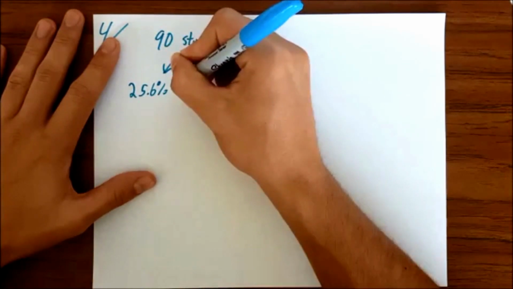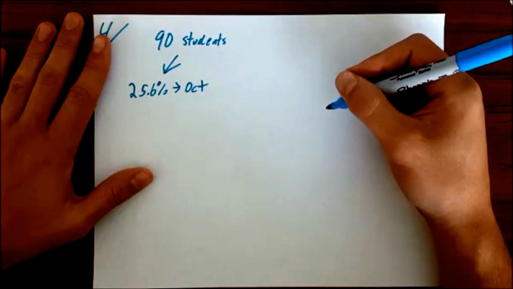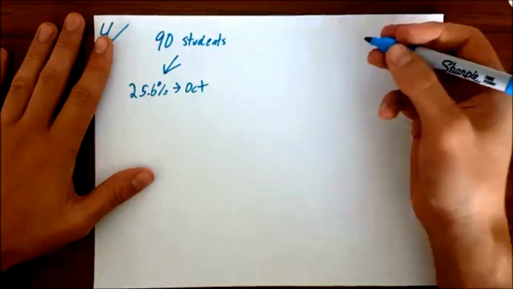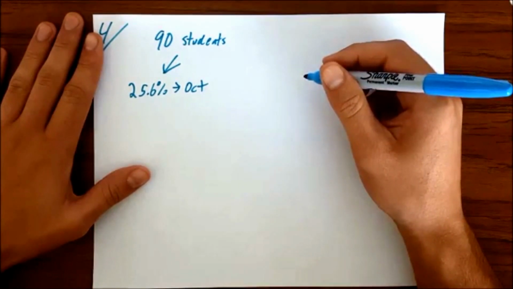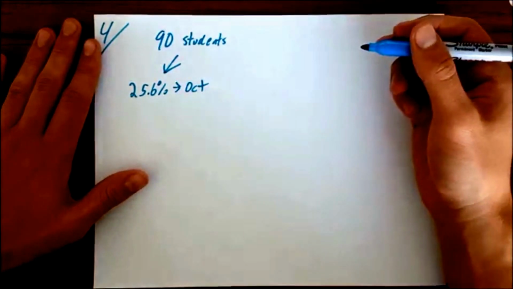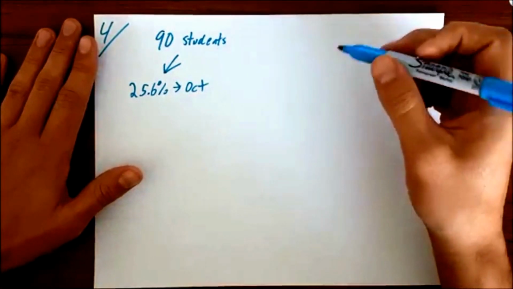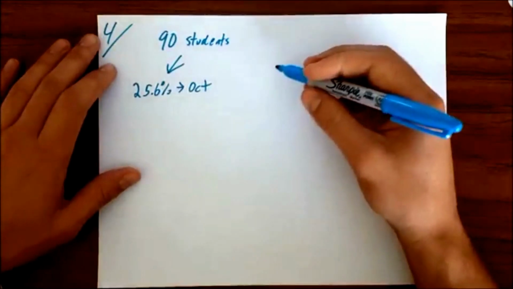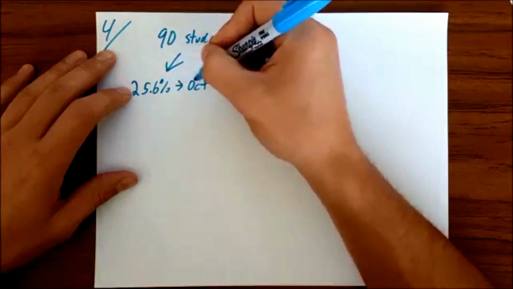25.6% wanted October, and that means that the rest wanted November. So based on this information, how many students in the entire 225 person class would be expected to prefer to have the fall festival in October? It's kind of tricky that they told you the 90 student part. You actually didn't need to know that. Basically, it's just the idea that this 25% represents the student body.